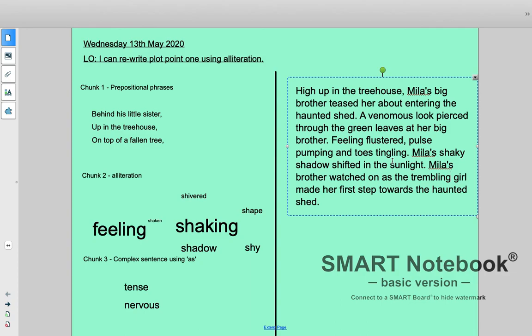Now what I would like you to do is I would like you to have a go at rewriting plot point 1 using prepositional phrases, alliteration and a complex sentence, please. So these 3 targets I would like to see in your writing, okay? Just this first plot point of Mila in the garden thinking about going into the haunted shed, okay? That's all I want to see. Okay, thank you.